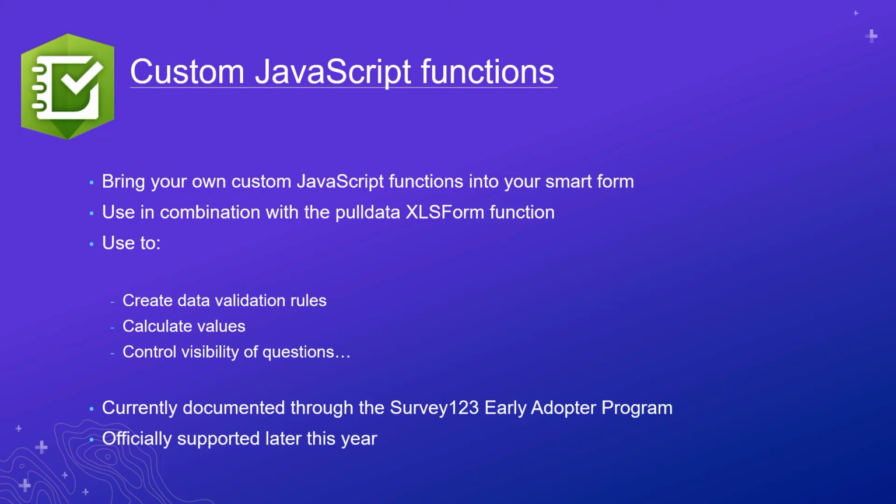You can bring your own custom JavaScript functions into your XLS forms. You do this by combining the pull data function with your JavaScript code. You can use these to extend the functionality of your forms to create custom data validation rules, to calculate values, to control the visibility of questions, all through your JavaScript code. Let's have a look.